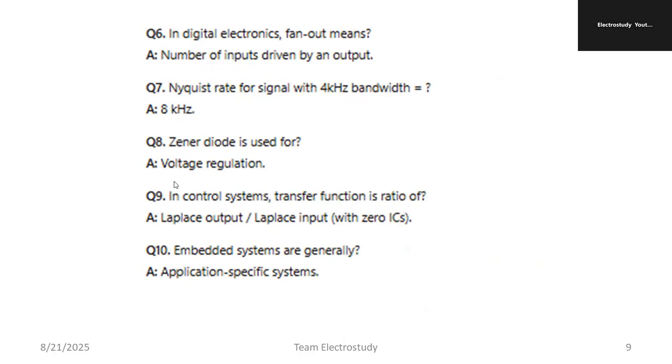That will be 8 kilohertz. Zener diode is used for the purpose of voltage regulator. It is in the reverse bias condition. Okay, in control system, transfer function is the ratio of Laplace transform of output to the Laplace transform of input, where all the initial conditions are zero.